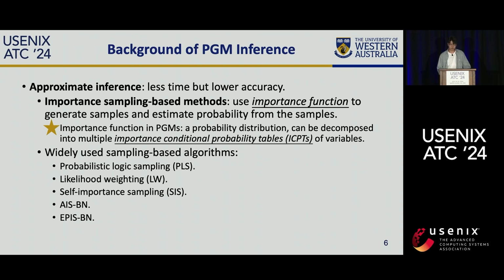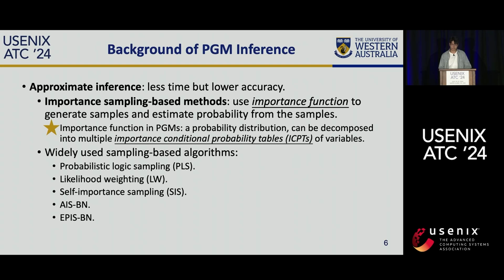Inference methods include exact and approximate methods. Approximate methods take less time than exact methods at the cost of accuracy. So they are useful for applications where a minor sacrifice in accuracy is acceptable. Importance sampling-based methods are a popular subclass of approximate methods. They use an importance function to generate samples and estimate the probability from the frequency of occurrence in the samples. The importance function here is a probability distribution and can be decomposed into the importance CPTs of variables.